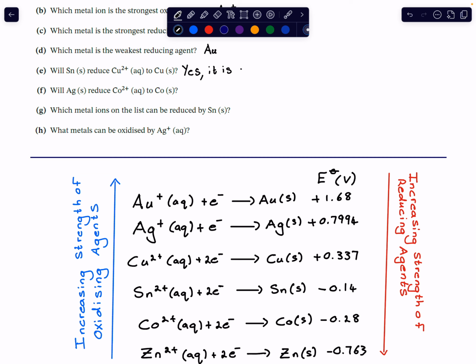it is a stronger reducing agent than copper solid. All right, so meaning if you have tin and copper solid competing with each other, then the tin will cause the copper 2 plus to reduce to copper solid. And then the tin will oxidize to tin 2 plus.